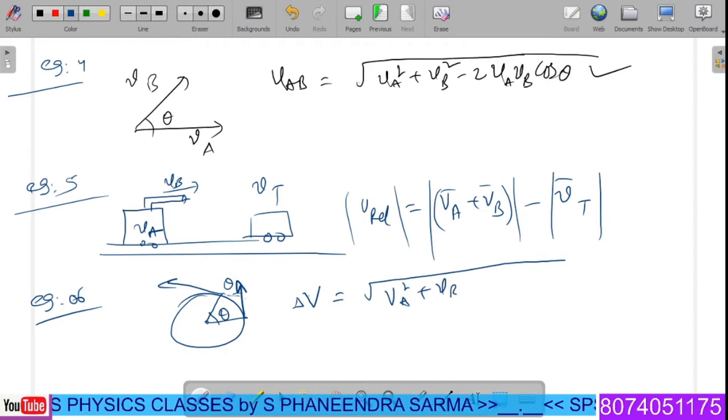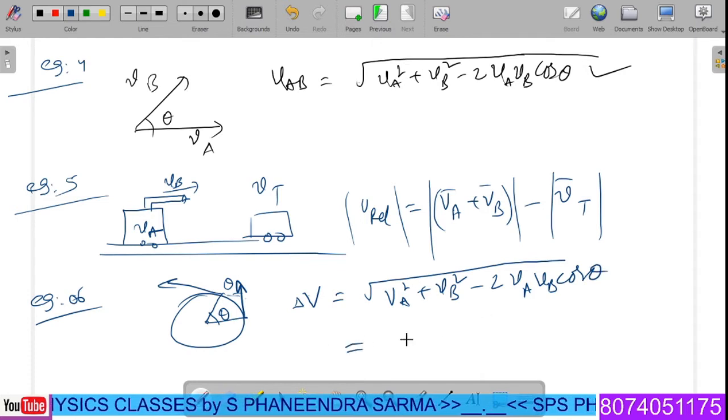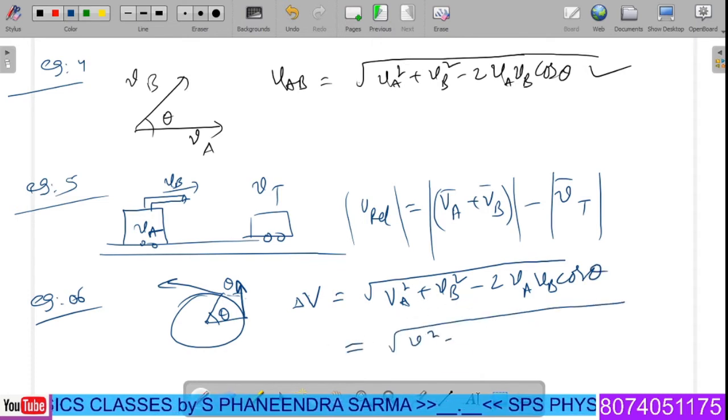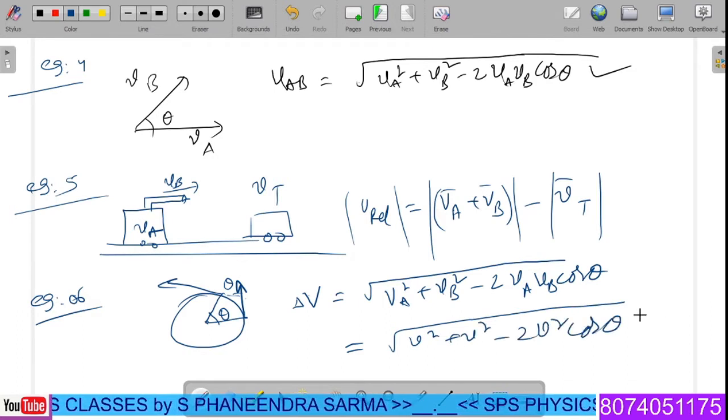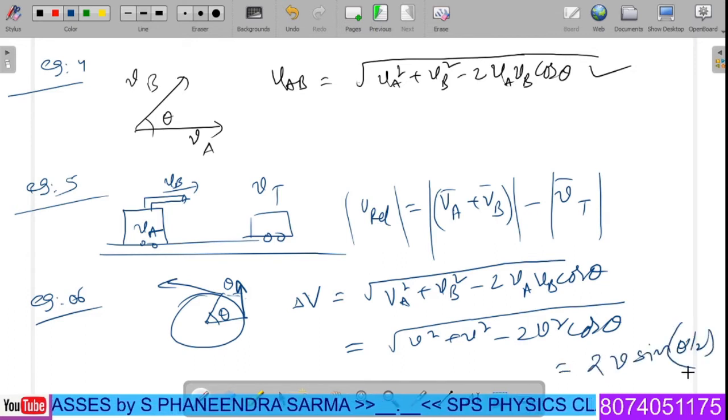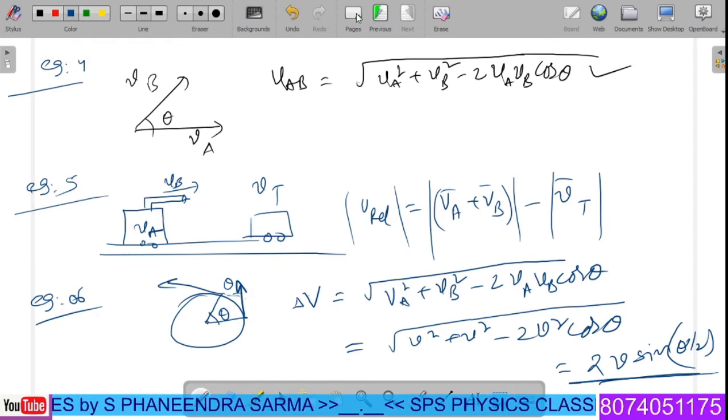VA square plus VB square minus 2 VA VB cos theta, which here becomes V square plus V square minus 2V square cos theta. Upon solving this, we get 2v sin theta by 2, which is the right answer for this condition. And what are the important things you have to remember in this case?